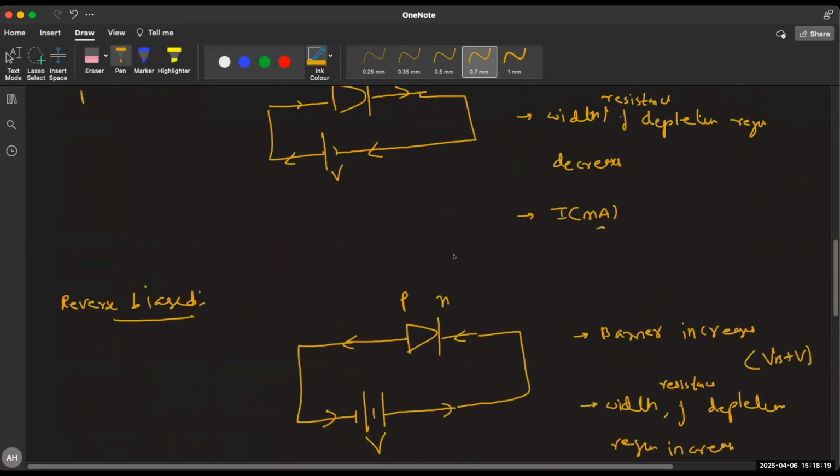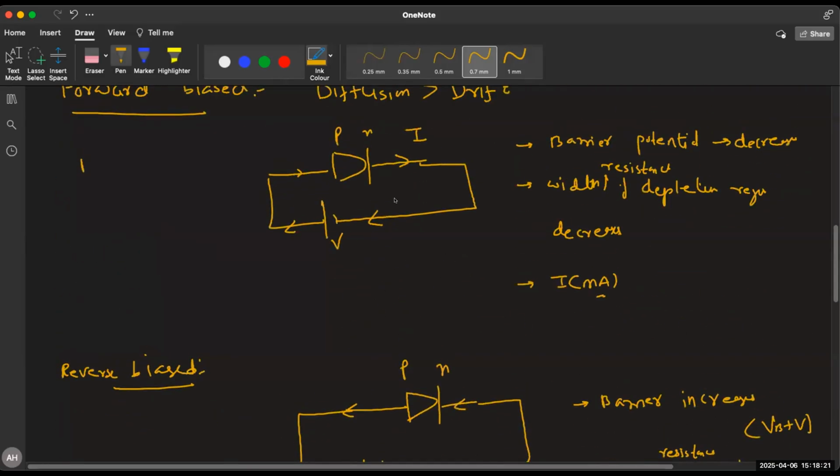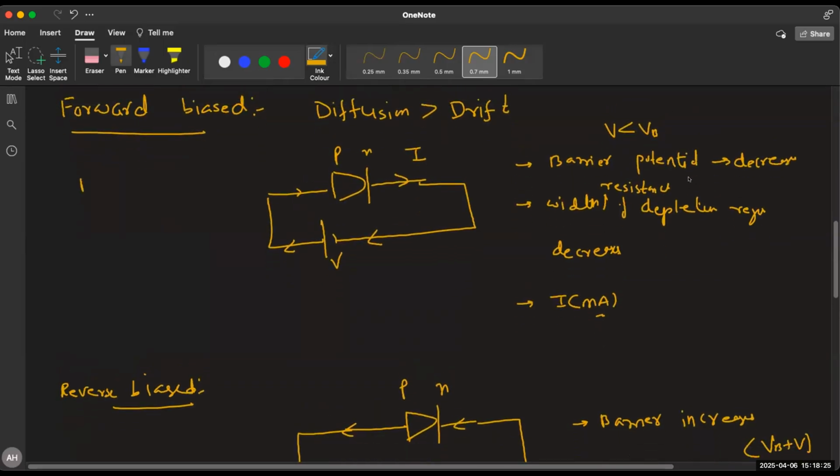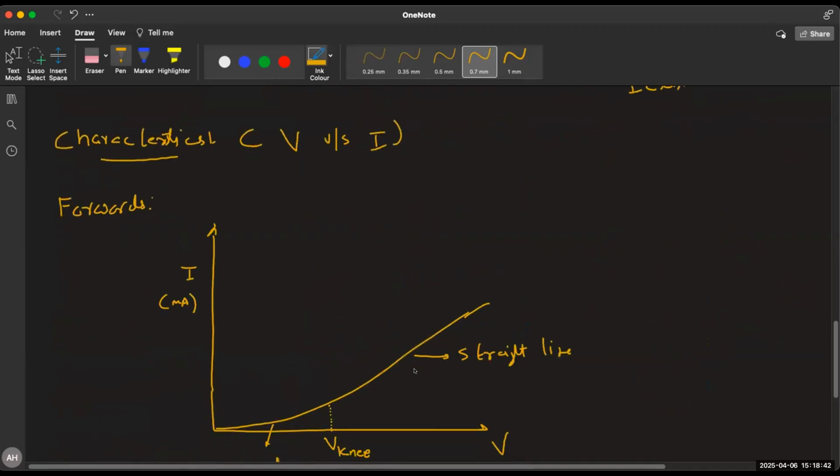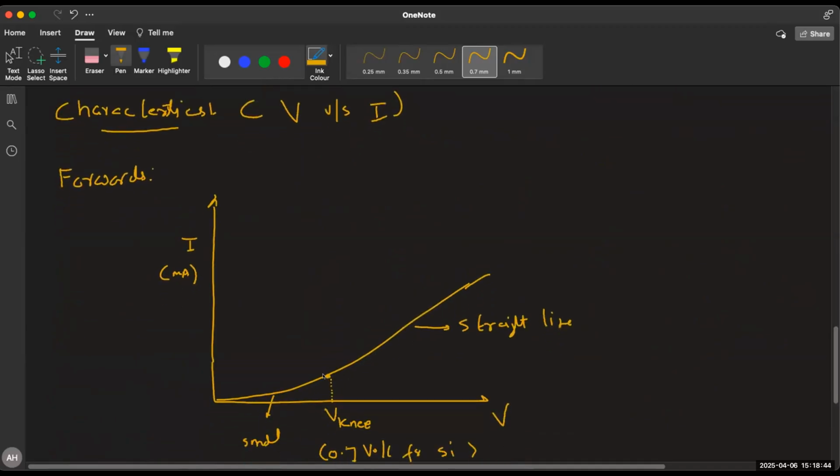So what happens here is, when the diode is forward biased and your potential is the barrier potential, potential decreases, which means your potential becomes VB minus V. When your applied voltage is equal to knee voltage, that means your applied voltage is equal to barrier potential. Once they are equal, the net barrier is 0. So at this voltage, the barrier becomes 0. There is no restriction in the movement of charge carriers. The graph is a straight line.